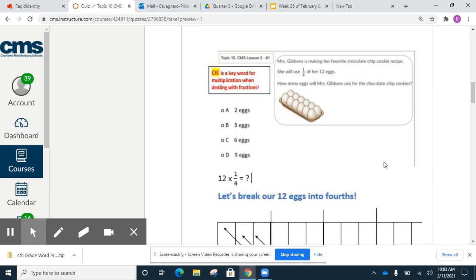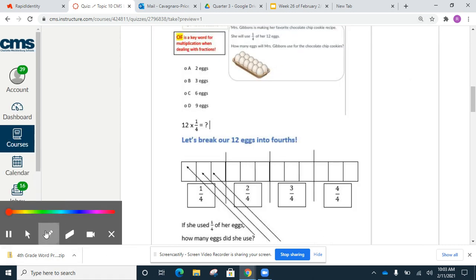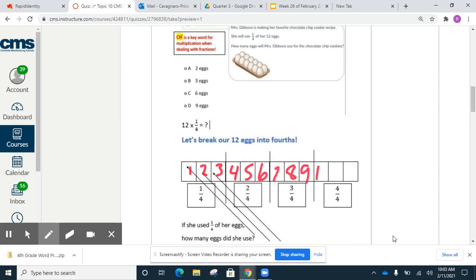Well, the first thing we need to do is make sure that we have all 12 eggs. So I went ahead and made sure that I had 12 eggs. If you look here, I have 1, 2, 3, 4, 5, 6, 7, 8, 9, 10, 11, 12. So those are my 12 eggs. She's going to use 1/4 of those eggs, so what I needed to do was break my 12 eggs into 4 groups, which I did right here.